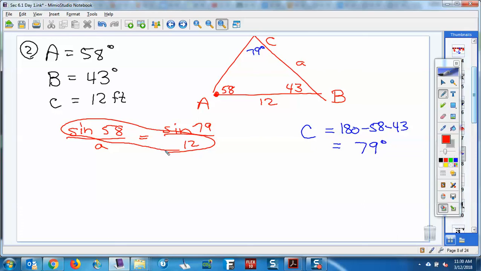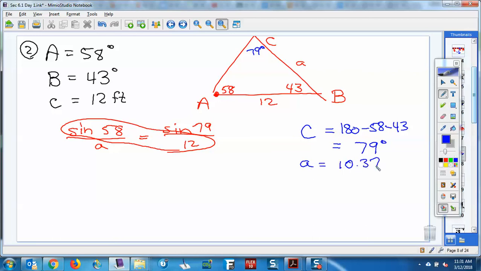12 times sine 58, it equals, divide by sine 79. Now again, the only reason I hit equals is so I don't have to close that parenthesis on the sine 58. That's the only reason I do that. Doesn't matter, you can close the parenthesis and then divide. It's probably the same number of keystrokes, so no big deal. What do you get for little a?